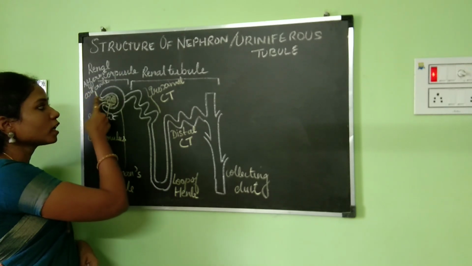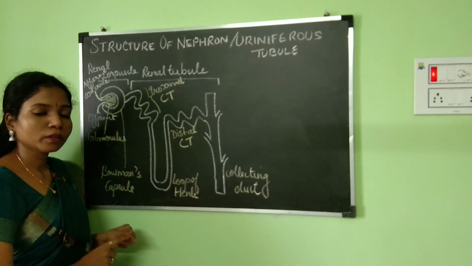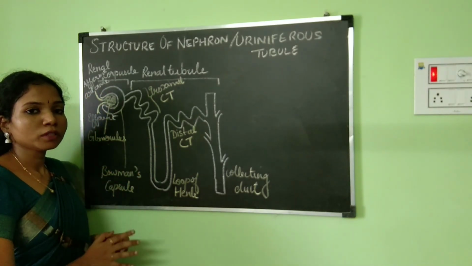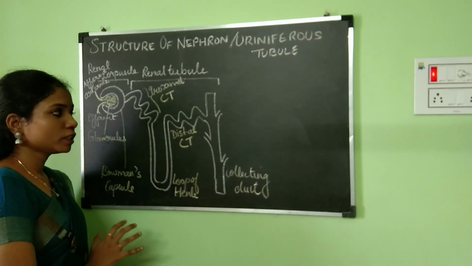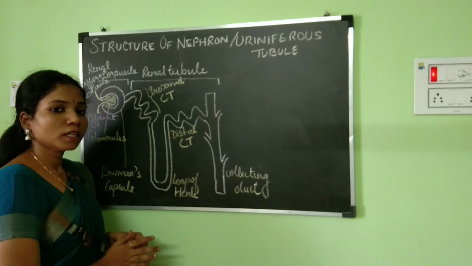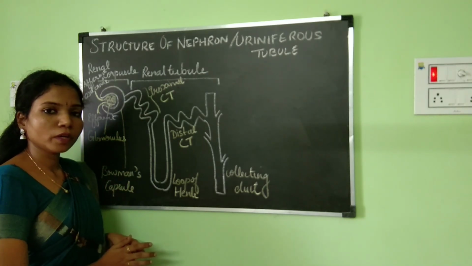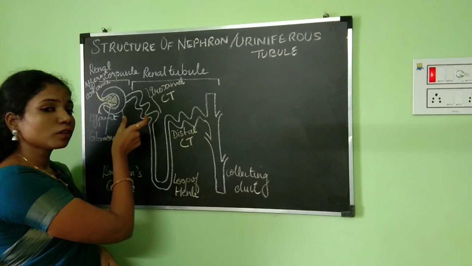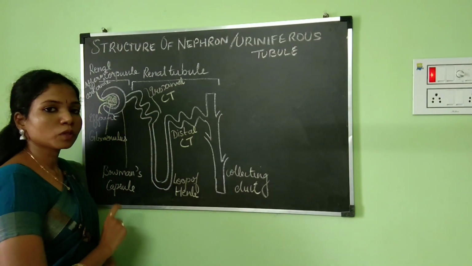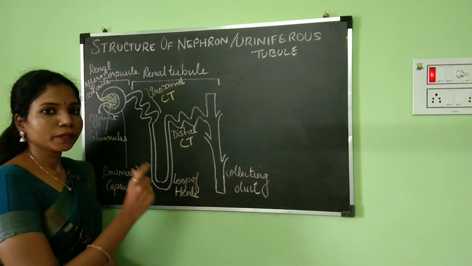Now through the afferent arteriole the blood will enter into the nephron, and through the efferent arteriole the blood will leave out of the nephron. Now talking about the renal tubule, the first portion of the renal tubule is called the proximal convoluted tubule. Proximal means near. As this part of the tube is near to the Bowman's capsule, it's called proximal convoluted tubule.